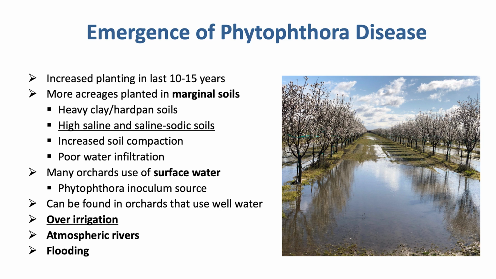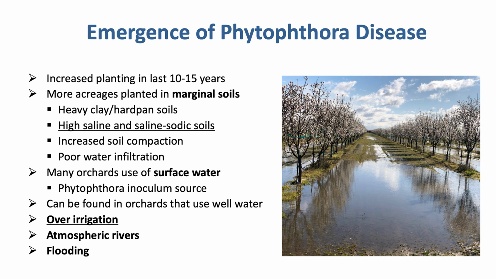So we can ask ourselves, why is this Phytophthora becoming so important? It's for sure true for pistachio, but more orchards are being planted in marginal soil. These soils have high clay levels. They may have hardpans. The water infiltration is becoming poor, and that can lead to more Phytophthora problems.